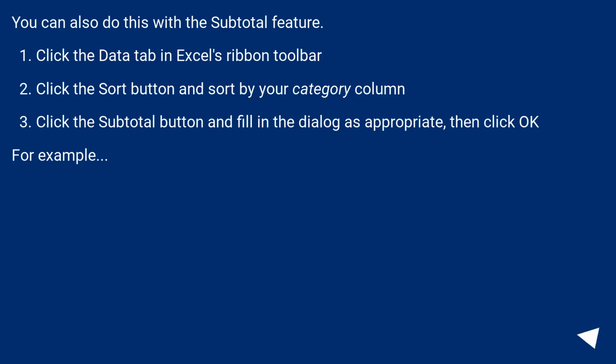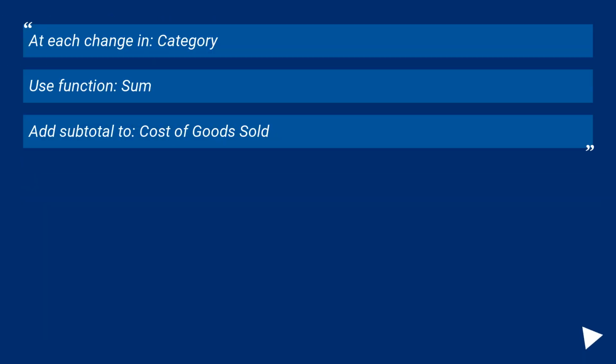You can also do this with the subtotal feature. Click the Data tab in Excel's ribbon toolbar. Click the Sort button and sort by your category column. Click the Subtotal button and fill in the dialog as appropriate, then click OK. For example, at each change in category, use function sum. Add subtotal to cost of goods sold.